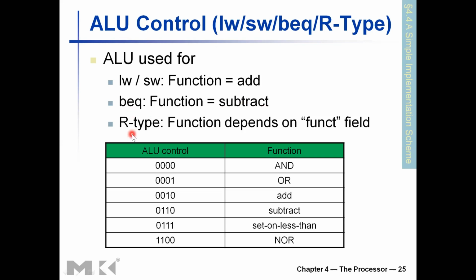And for all R-type instructions, the function depends on the funct field at the end of the instruction encoding. If you remember, the last 6 bits, or least significant 6 bits rather, of the R-type instruction defines a function, whether it's addition, subtraction, logical AND, OR, or whatever the operation is defined by those last 6 bits. So in that case, the function of the ALU depends on that funct field coming from the instruction itself.